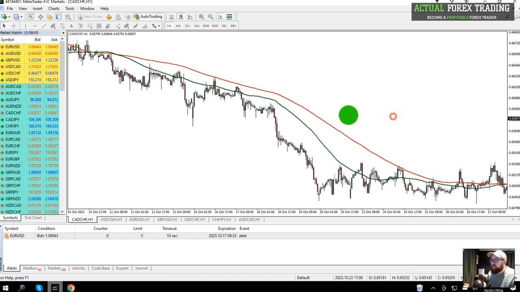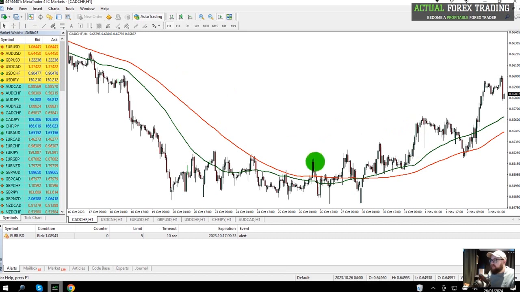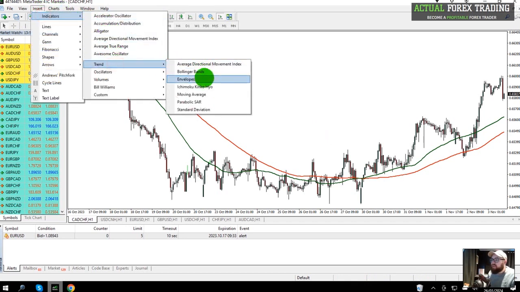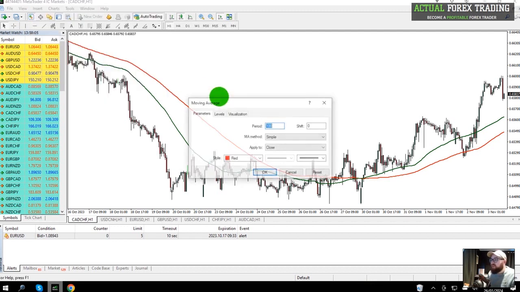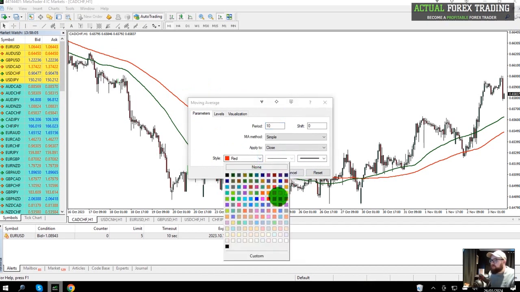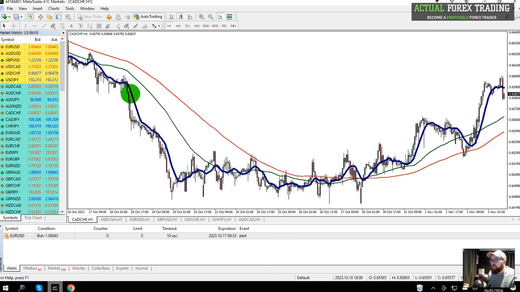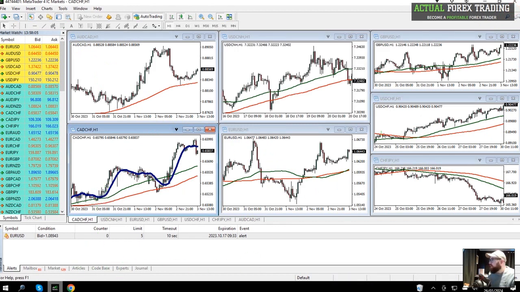whereas the red isn't. Now if you use a moving average of say 10, you'll find that it's not as smooth as these. So these moving averages are less smooth the lower they are. In other words, the faster they are, the less smooth they are, or the slower they are, the more smooth they are. So if we do a moving average of say 10, and we'll do this to be like a navy colour, nice and thick so it stands out. So look at this, this is not as smooth and it's very close to price. This is a very fast moving average.